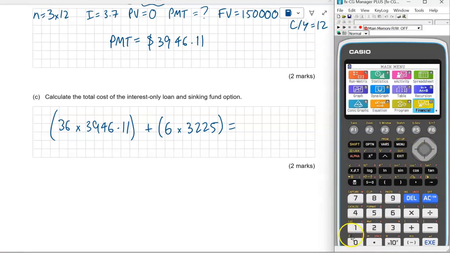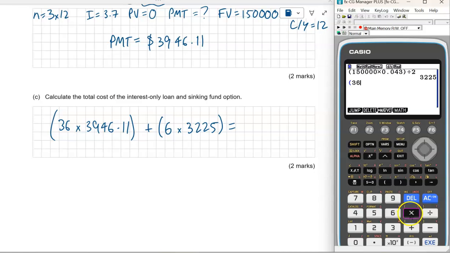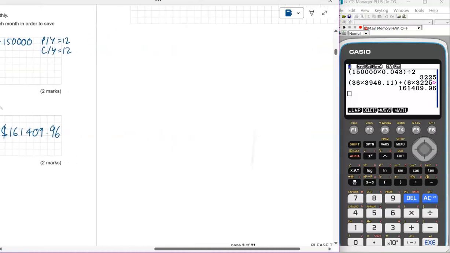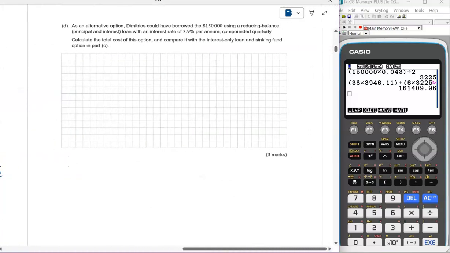So head into the run function again. 36 times 3,946, which is his monthly deposit. Okay, plus the 6 interest payments of $3,225. So the total cost in this option is $161,409.96.